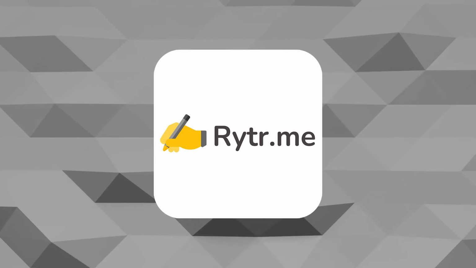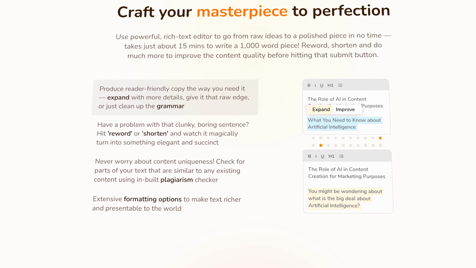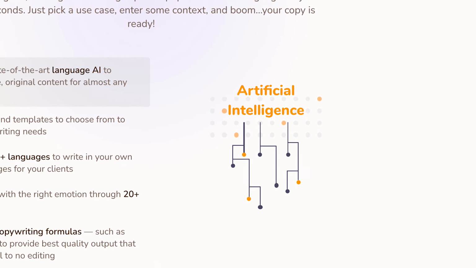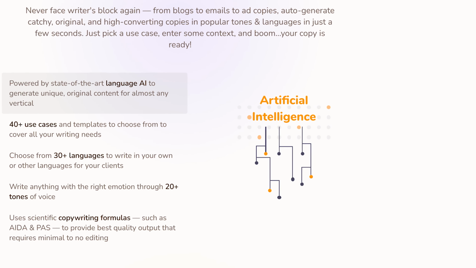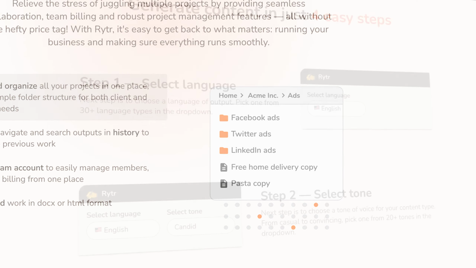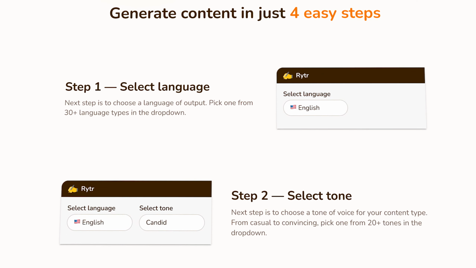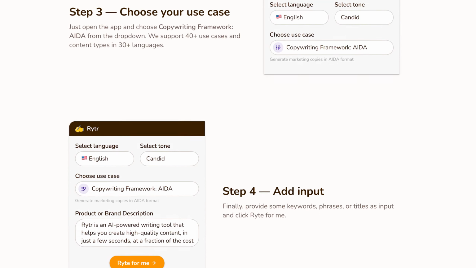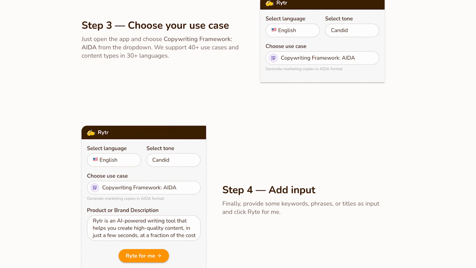Writer is an AI writing assistant that helps you create high-quality content in just a few seconds at a fraction of the cost. It's perfect for copywriters, marketers, and entrepreneurs who want to save time and energy while creating content. With Writer, you can generate catchy, original, and high-converting copies in popular tones and languages in just a few seconds.